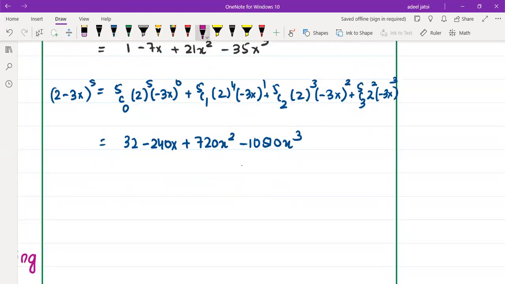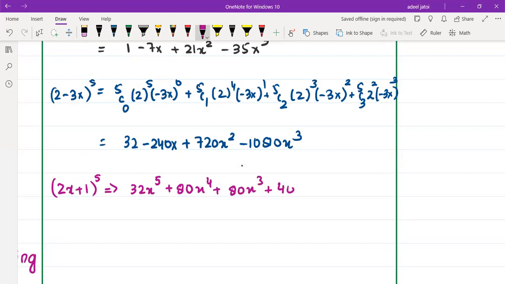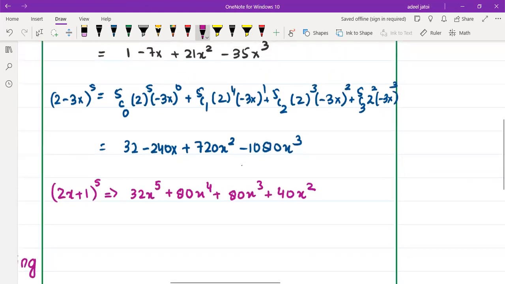Then we have (2x + 1)^5. Obviously, this is going to be solved as 5C0, 5C1, 5C2, and 5C3 again. You will open 4 terms. So the answer would be 32x^5 + 80x^4 + 80x^3 + 40x^2. Please note, why is this descending? In all the previous questions, they were ascending powers, because now the x is particularly in the value of a. So normally the question is of ascending order.